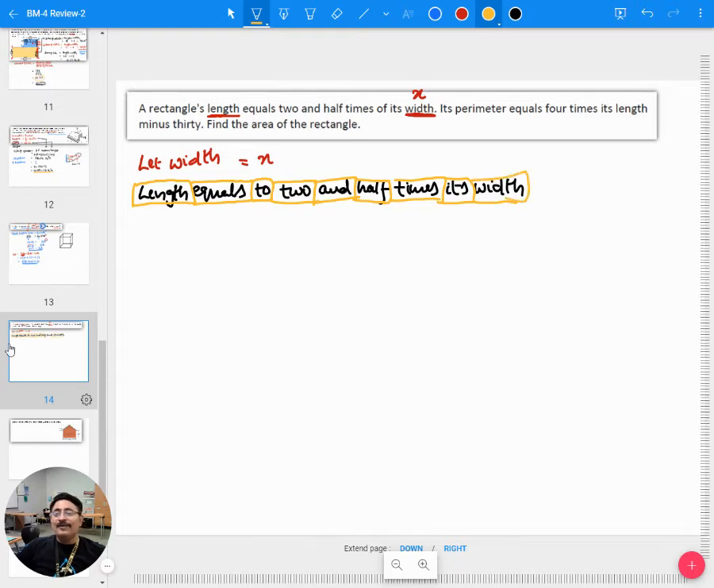Okay. Now, see, length equals to, so let me put the equals to symbol, 2.5. Two and a half. 2.5 means you may take 2 and 1 over 2, or maybe 2.5. 2.5 times means that it is multiplication. It's width. Already we assumed the width as x, right? Therefore, length is 2.5 times x.